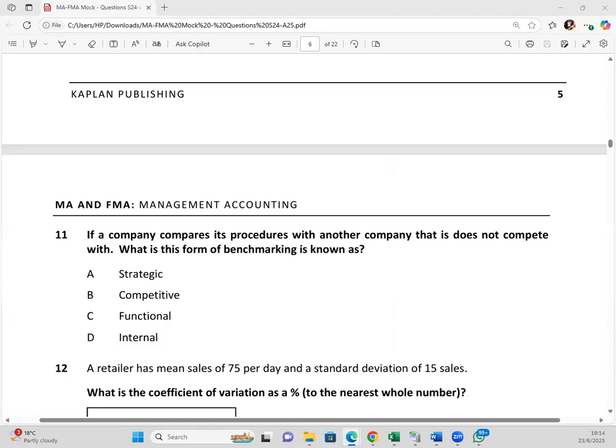So we are comparing with another company, which is not our competitor. That one would be closely related to the functional benchmark. You can compare with the department of another company, not necessarily your competitor. Strategic is comparing the targets, but in this case, I think functional benchmarking would do. So we're comparing the function of another company. It can sometimes be a company that's not your competitor.